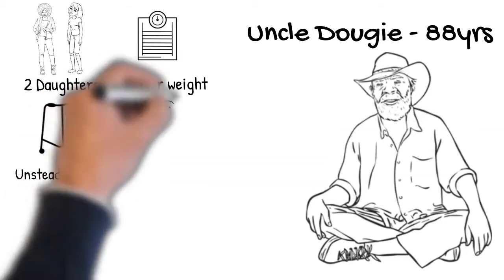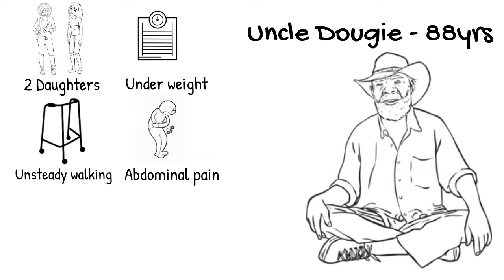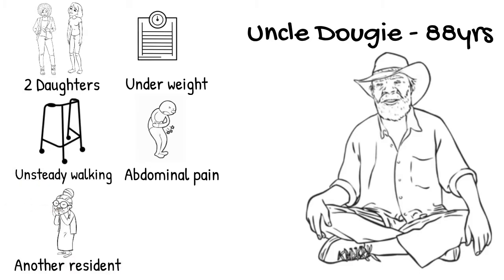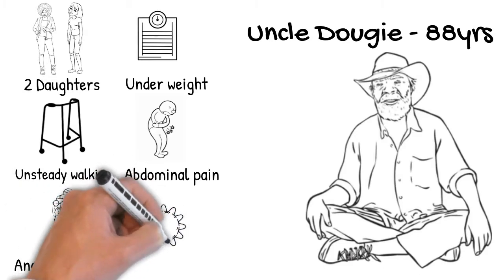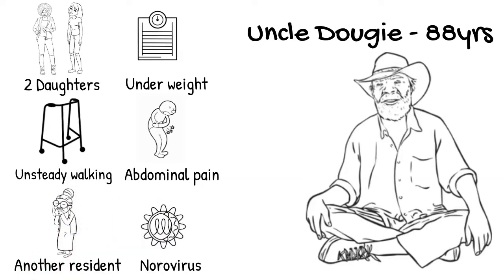Recently, he's been complaining of abdominal pain and has had 3 episodes of diarrhoea since breakfast. As another resident at Sunnyside has the same symptoms, and because norovirus is a common reason for vomiting and diarrhoea in residential aged care facilities, it is assumed that this is the cause of Uncle Dougie's illness.